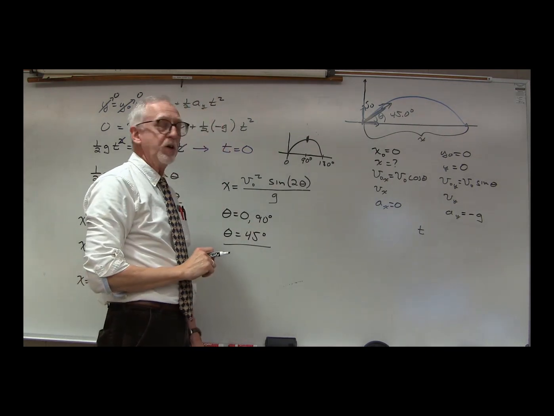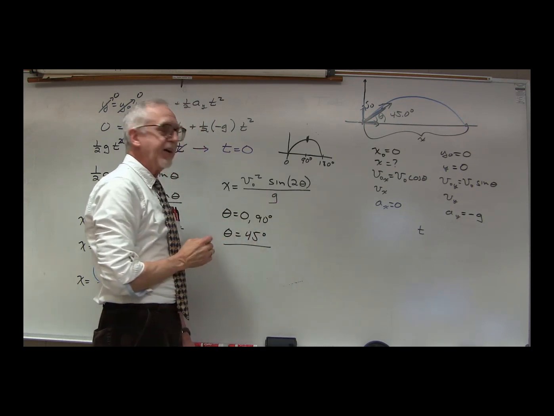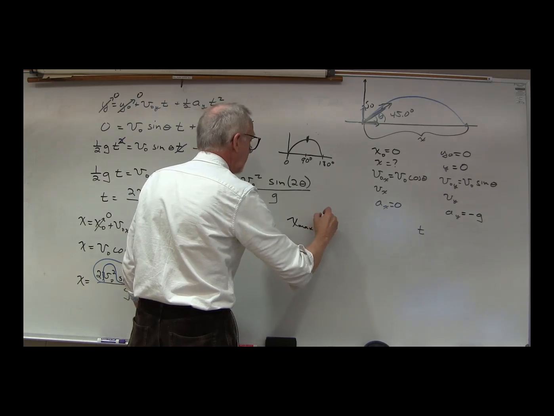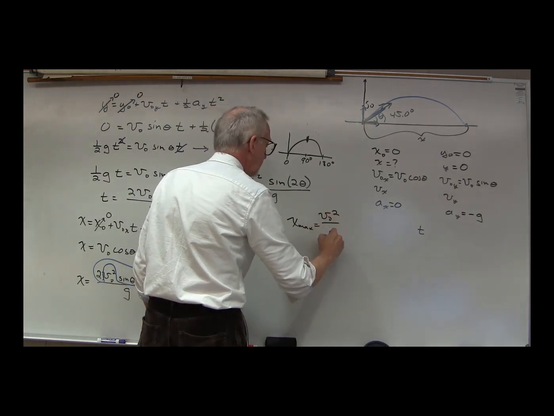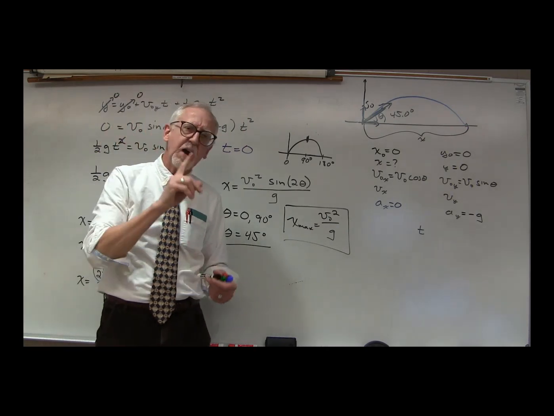And what's the displacement going to be in that case? Well, sine of 2 times 45, sine of 90, is 1. The maximum displacement, x max, will be v naught squared over g. Very, very interesting result. Okay, let's try one more problem.